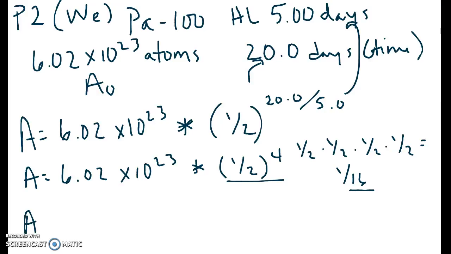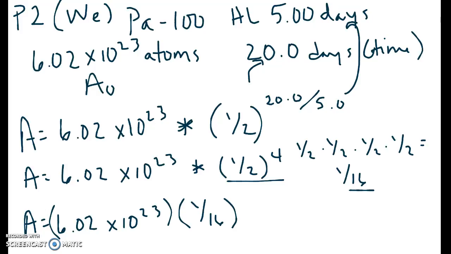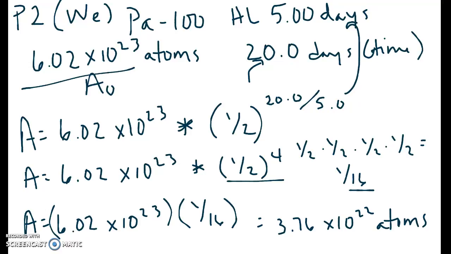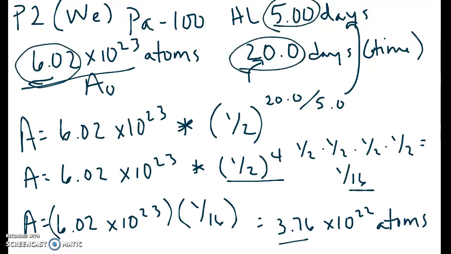So now to solve for it, I just take A equals 6.02 times 10 to the 23rd, in parentheses, times 1/16. And when you plug that into your calculator, you get 3.76 times 10 to the 22nd atoms. So that's how many atoms would be left over in this sample after 20 days. If I started with this amount after 20 days and that half-life, this is what I'm going to have left. So go back and look at your sig figs. This number has 3, this one has 3, this one has 3. So my answer, of course, can have 3, and I'm good to go.